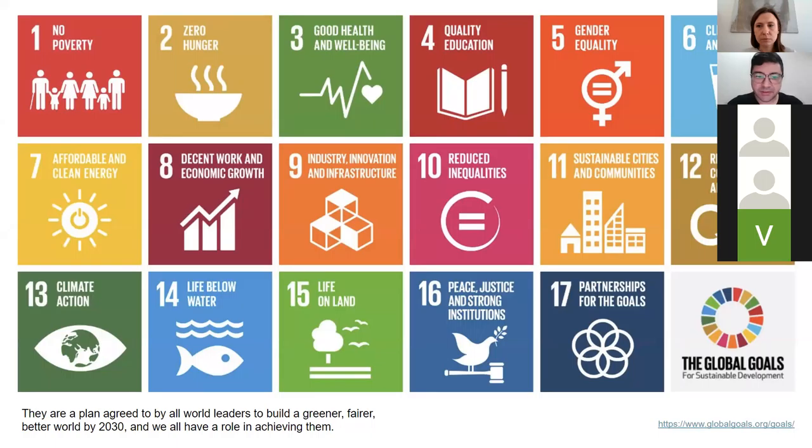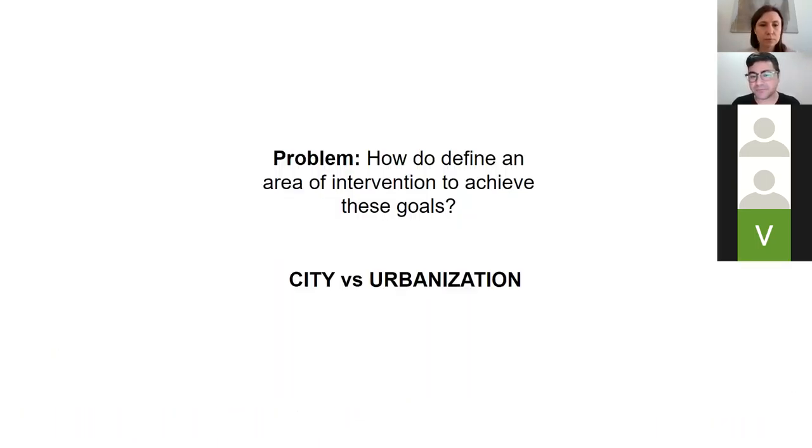And in my case, because I'm in architecture and urbanism, they all affect, but number 11 is specific to sustainable cities and communities. And we started thinking about, what does that mean to have sustainable cities and communities? Some of the trends of the 21st century have been to focus on smart technologies to build smart cities. But from my perspective, one of the biggest problems that we have is how do we define the area of intervention to achieve these goals?